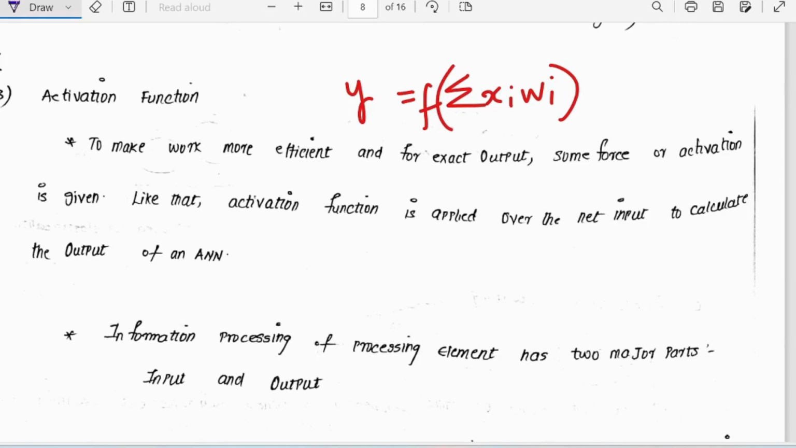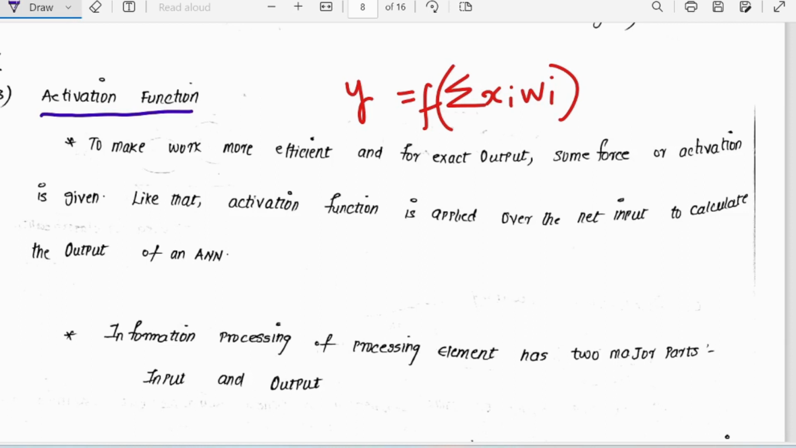Next, we have a very important topic called the activation function. It is very important because it can be asked as an essay question or as a 3-mark question. Moreover, we are going to see that there are many types of activation functions, so they can also ask you specifically.